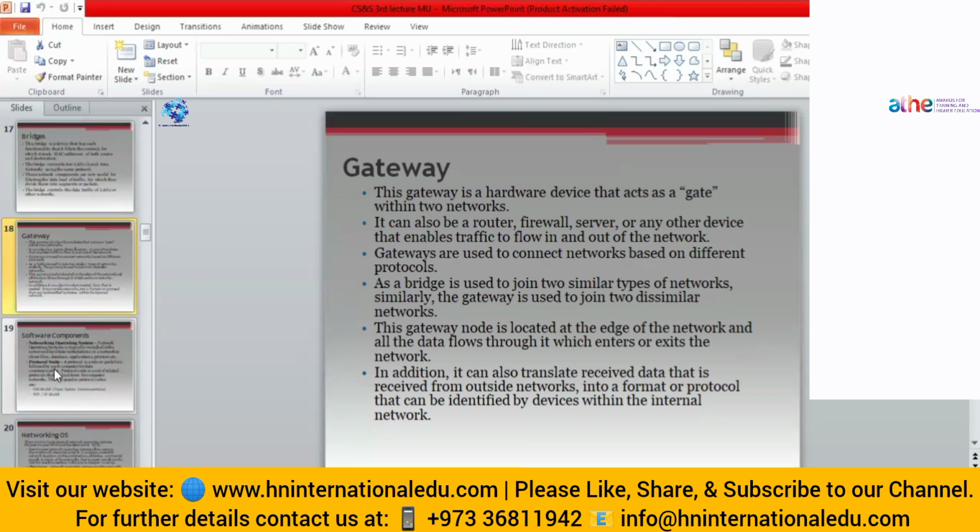So this gateway node is located at the edge of a network, and all data flows through it and exits from the gateway. In addition, it can also translate the data received from the outside network into a format or a protocol that can be identified by the connected devices, like a switch, a hub, or a router.